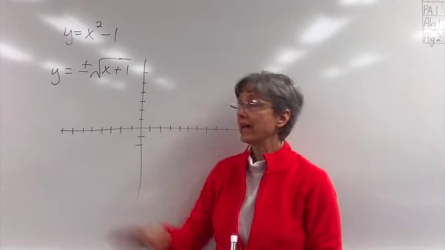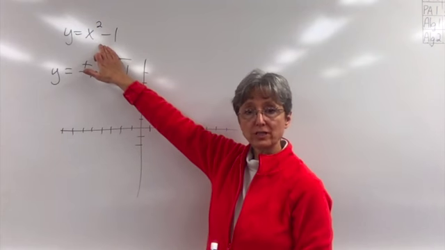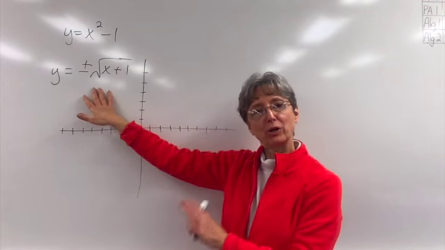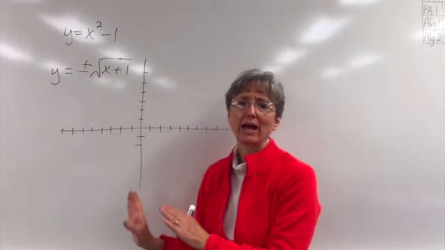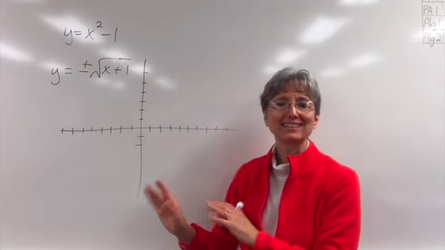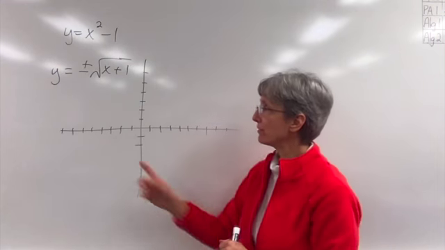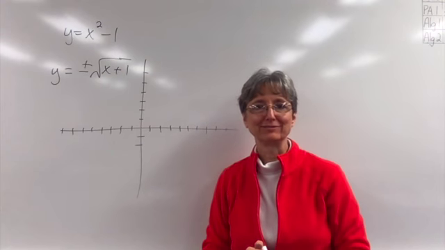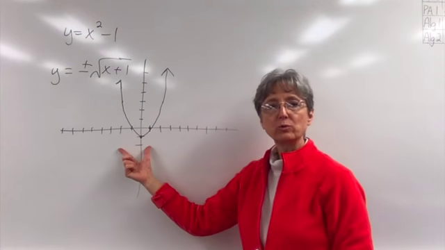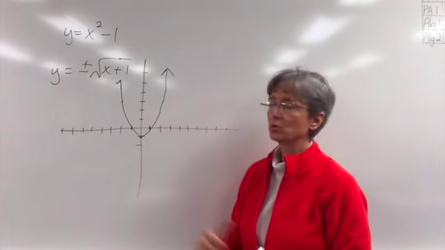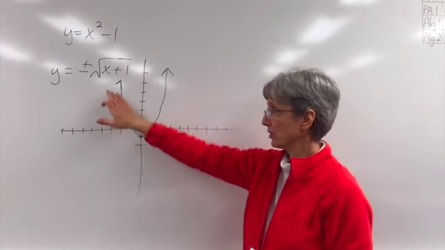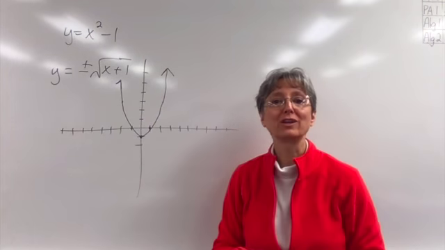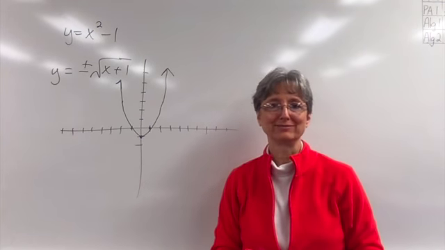Okay, first we had this function, y equals x squared minus 1, and we found its inverse, and it was right here. Now I want to go back and I want to look at the graphs of both of those and see how they are related to each other. So first I'm going to graph y equals x squared minus 1. So here's my original equation, y equals x squared minus 1. Now I'm going to graph y is plus or minus the square root of x plus 1.